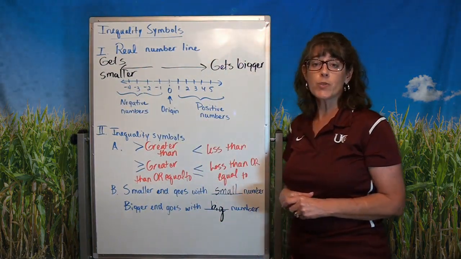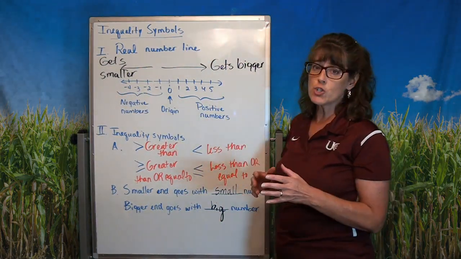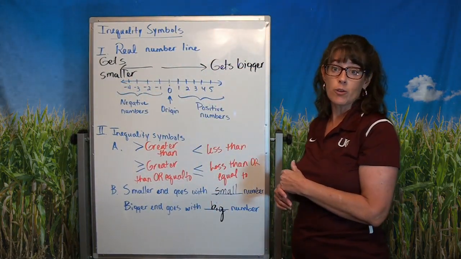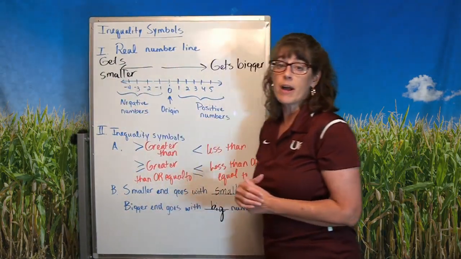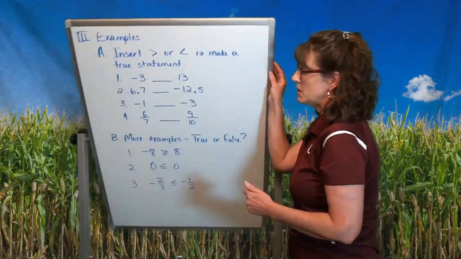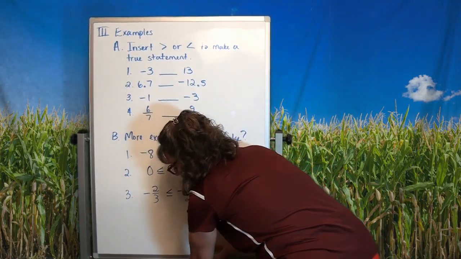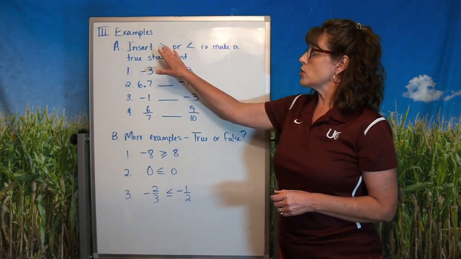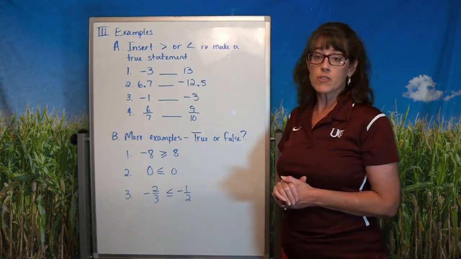So let's work with these inequality symbols. Again, the biggest thing that you need to remember, as you go to the right on the number line, things are getting bigger. As you go to the left on the number line, things are getting smaller. Let's work with these inequality symbols a little bit to see how this goes. In these first 4 examples, what we're going to do is insert either a greater than or a less than to make the statement true.